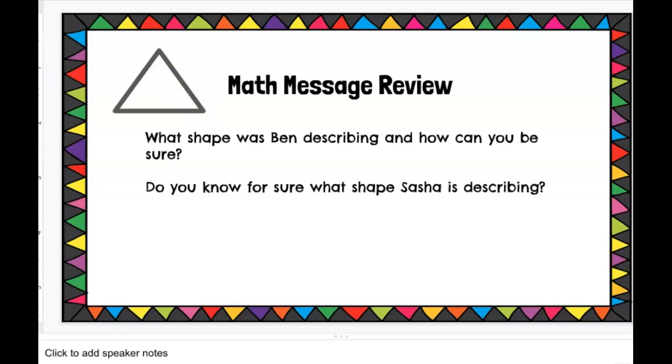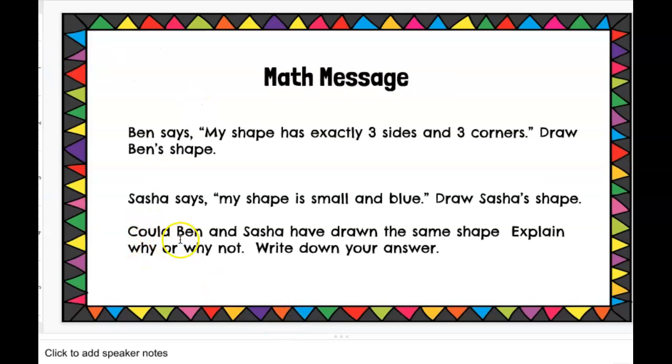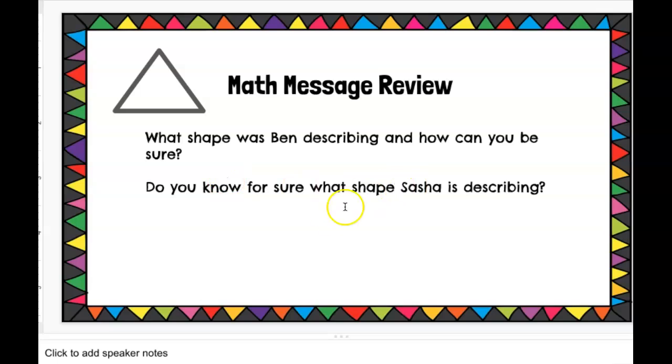So if we go back to the question, it says, could Ben and Sasha have drawn the same shape? Possibly, yeah. Yes, they could have. But we don't know because Sasha didn't give us any details that would let us know what shape she was drawing. And we're going to talk more about that in our next slide as we talk about defining and non-defining attributes of shapes.